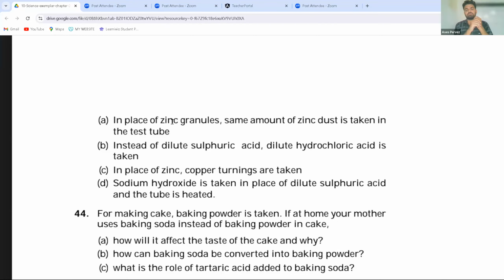Sir, I don't know. So the surface area will increase. Why will the surface area increase? Because if you have something powdery and you crush it, the surface area will increase. So at a faster rate, the hydrogen gas will be produced.